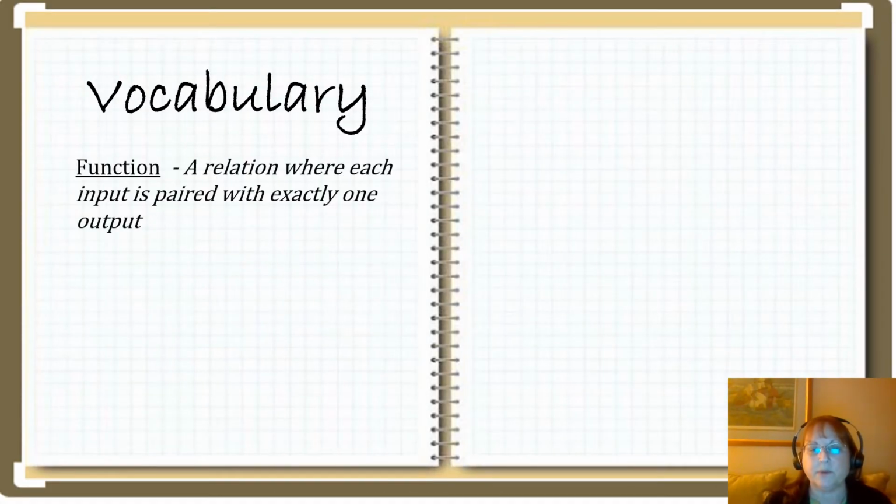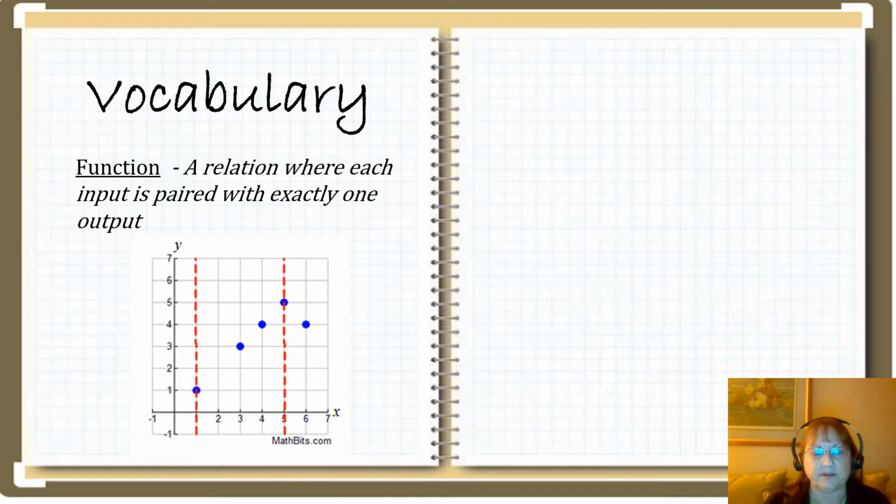So we have some more vocabulary, and we're looking at what a function is. A function is a relation. However, the difference between a function and a relation is that in a function, each input is paired with only one output. So we have a graph here, which is similar to the graph that we saw on the previous slide. The difference is that the input of 1 only has one output, and that output is 1. The input of 5 only has one output, and again, that output is 5.